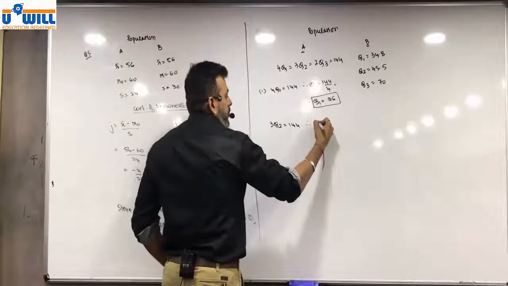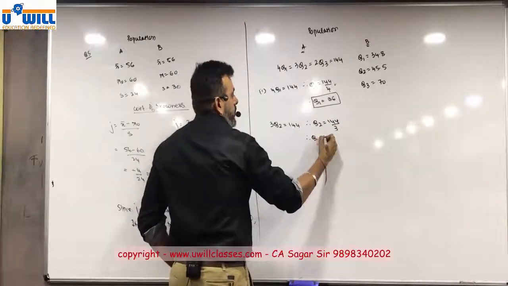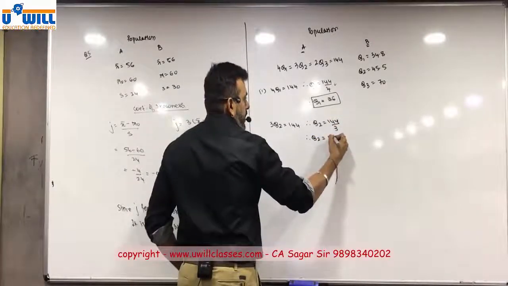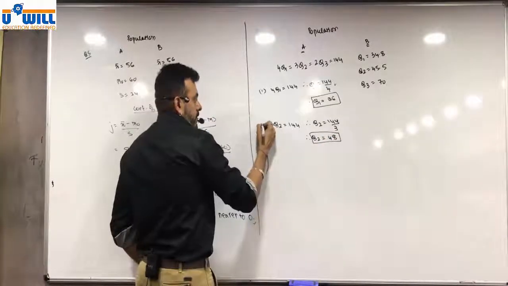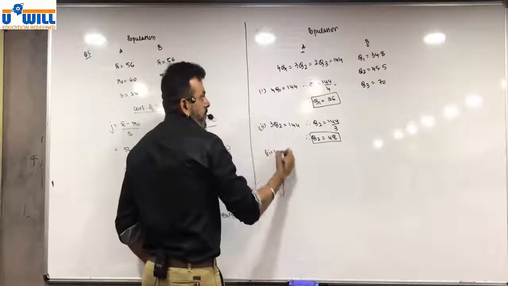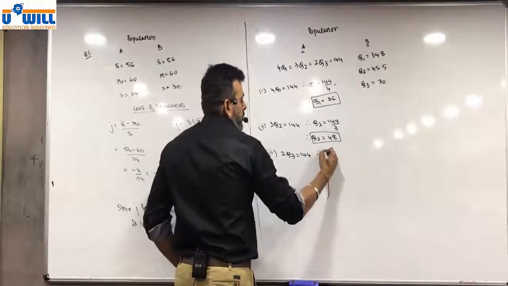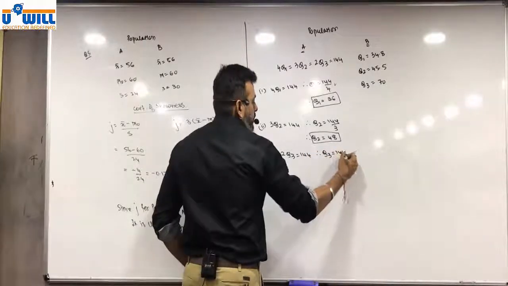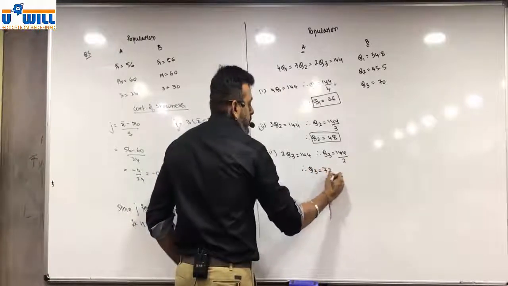Similarly, 3 quartile 2 is equal to 144. Therefore, quartile 2 is equal to 144 by 3, which is 48. Third, 2 quartile 3 is equal to 144. Therefore, quartile 3 is equal to 144 by 2. Therefore, quartile 3 is equal to 72.